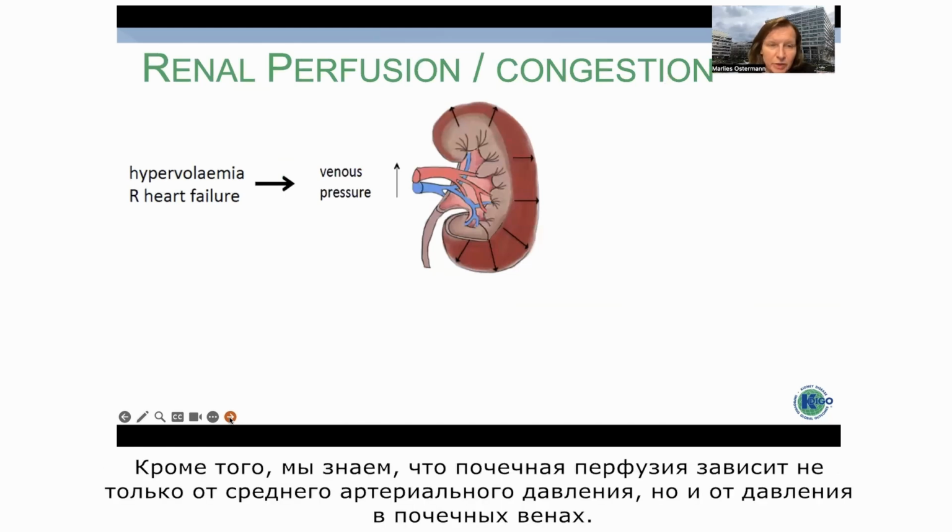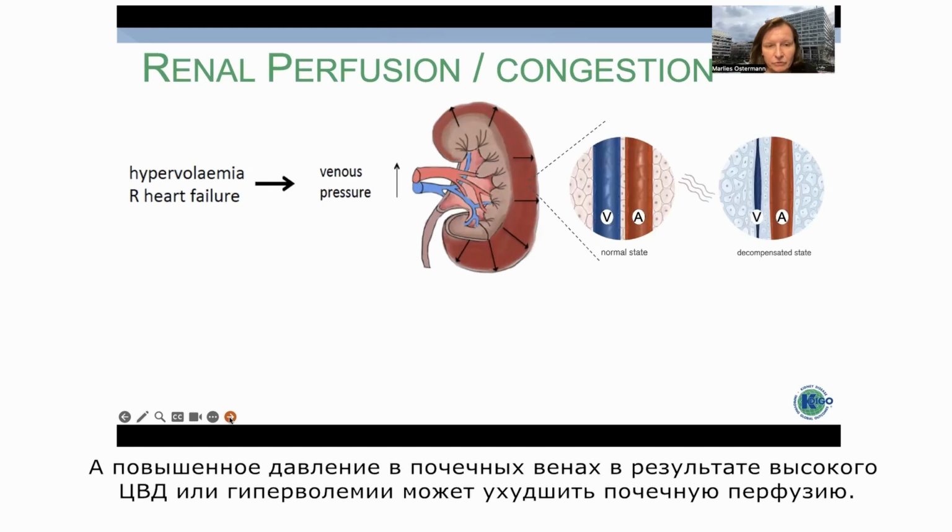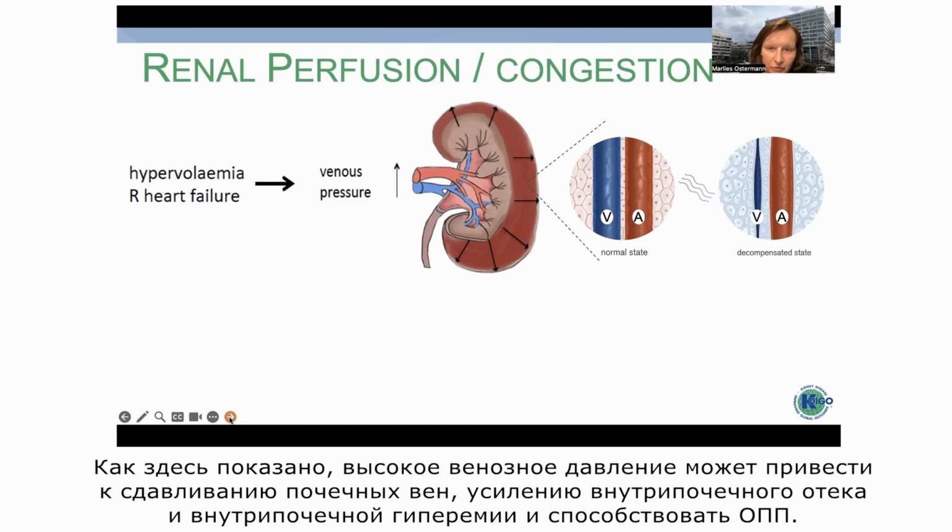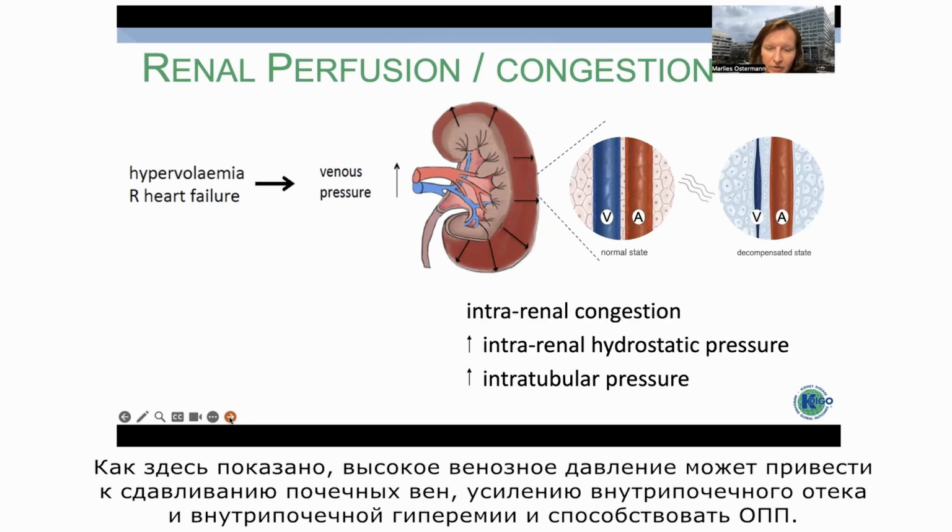Furthermore, we know that renal perfusion not only depends on mean arterial blood pressure, but also on back pressure, the renal vein pressure. And an increased renal vein pressure as a result of a high CVP or hypervolemia may impair renal perfusion. As shown here, a high venous pressure may lead to compression of the renal veins, increased intrarenal edema, and intrarenal congestion, all contributing to acute kidney injury.